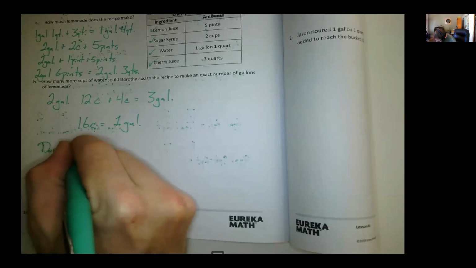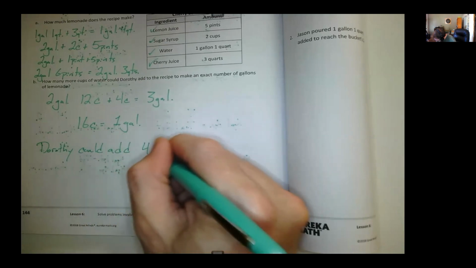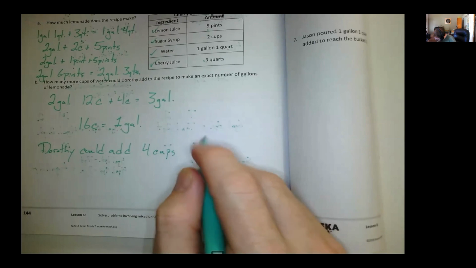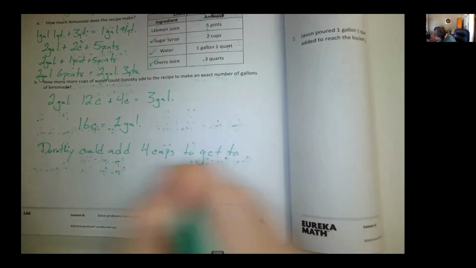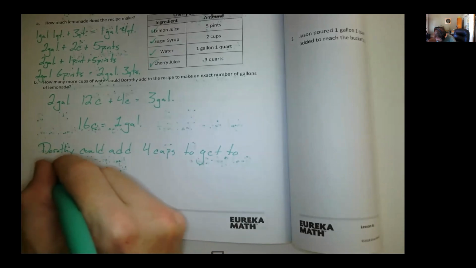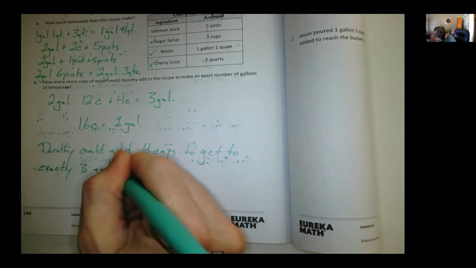Dorothy could add 4 cups to get to exactly 3 gallons.